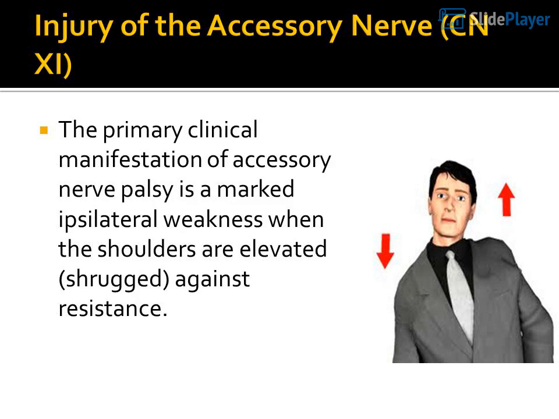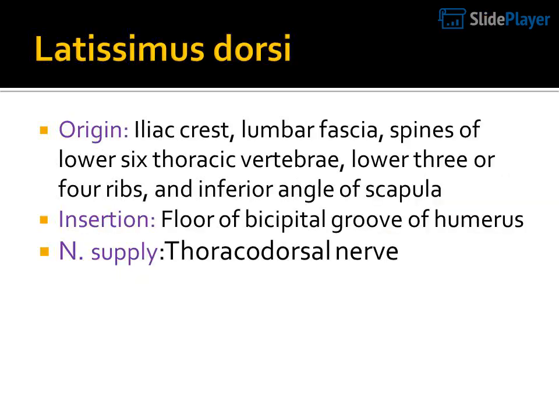Injury of the accessory nerve, CN 11. The primary clinical manifestation of accessory nerve palsy is a marked ipsilateral weakness when the shoulders are elevated, shrugged, against resistance. Latissimus dorsi and supply, thoracodorsal nerve.